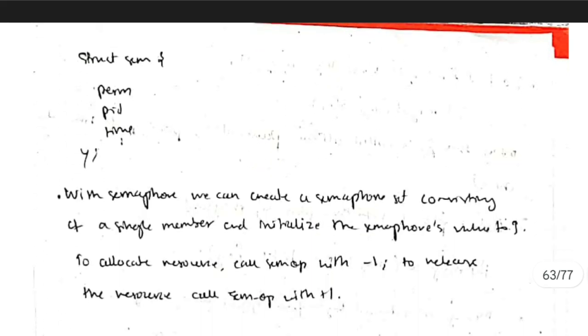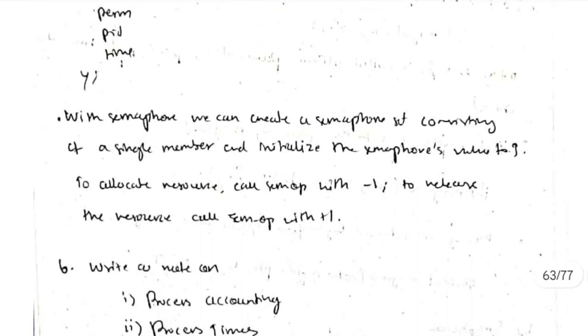Okay, and this is the structure of semaphore, and the values will be changed like -1, and if you want to deallocate, it will be +1. So -1 +1 will be 0, so it will get released.